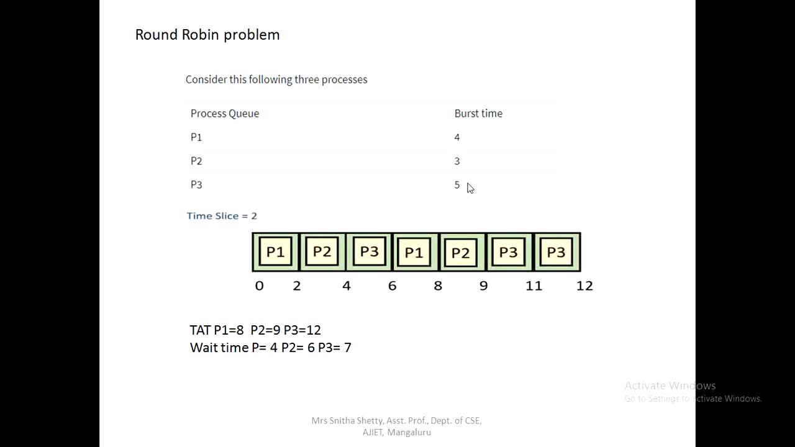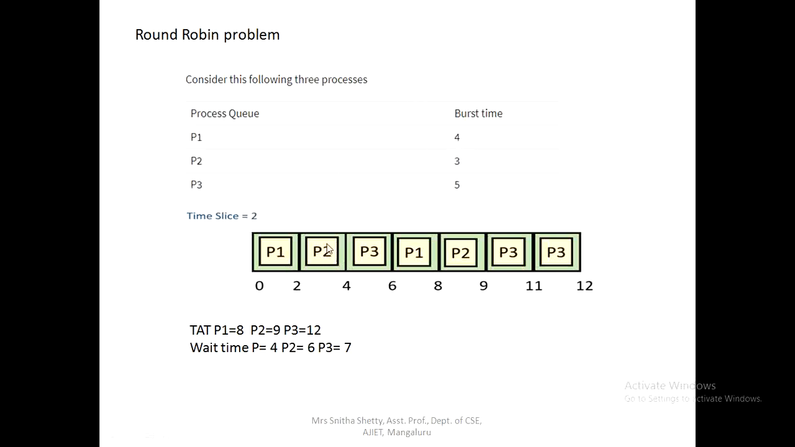Here in round robin, the name itself indicates it's round. That means first we need to take a time slice. We call it a time quantum, or it is known as a time slice. Assume the time slice is 2. For each process, we'll allow 2 units to execute. Say, starting with P1, the arrival time is assumed to be 0. First we'll allow P1 to execute for 2 units. Out of 4 it completed 2 units, so 4 minus 2 is 2.